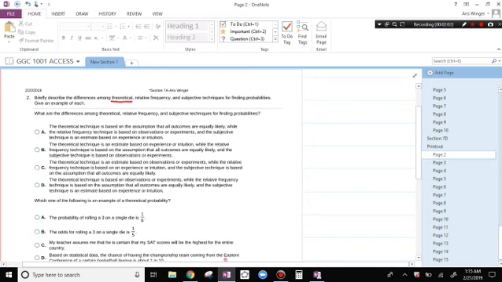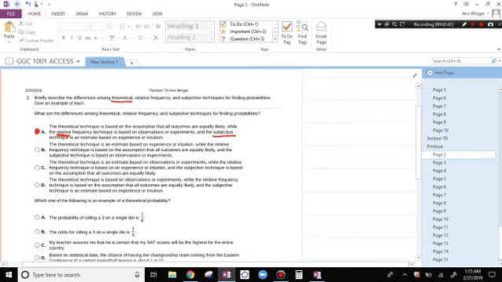The theoretical technique is based on the assumption that all outcomes are equally likely. The relative technique is based on observations or experiments. So the relative is you're looking at a bunch of data and you're deciding what the probability is based on data or experiments. Subjective is based on experience or intuition. So the subjective one is usually given by a person. The relative one is usually given by a scientist who knows some data, and the theoretical technique is given by using some mathematics.